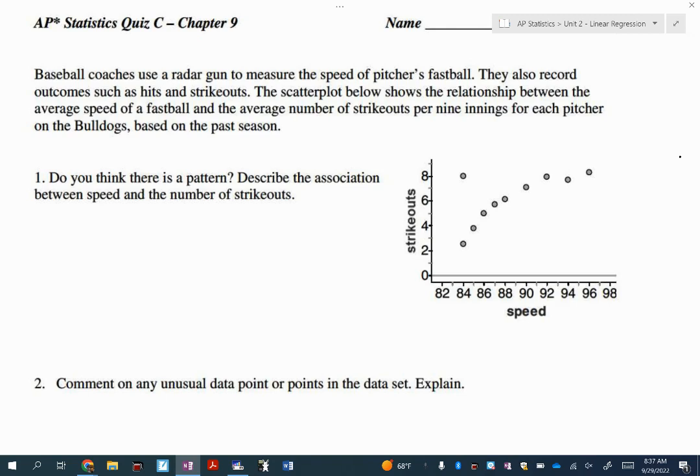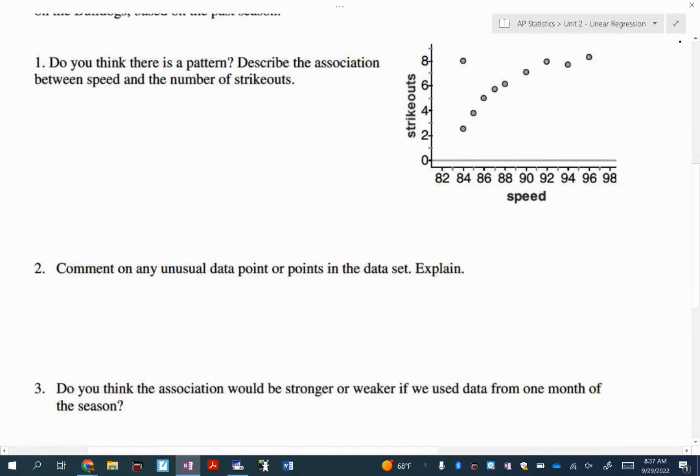This scatter plot here shows the relationship between the average speed of a fastball and the average number of strikeouts per 9 innings for each pitcher on the Bulldogs. Go Bulldogs. Based on the past season. All right? So let's do number 1. I'm going to just skip that first question and just do describe the association.